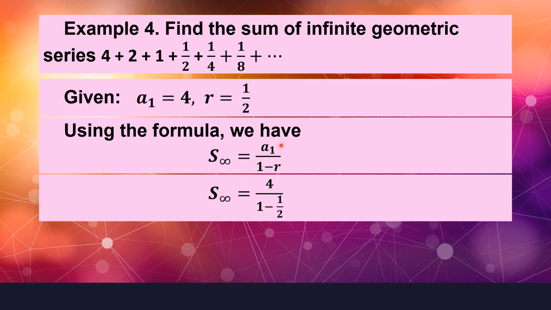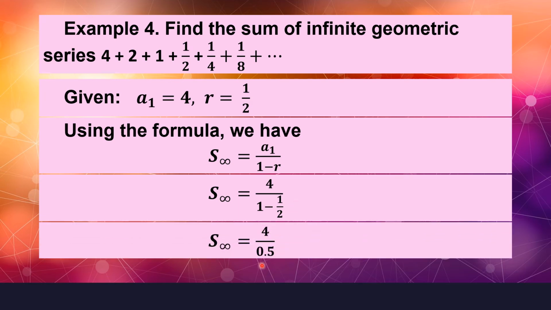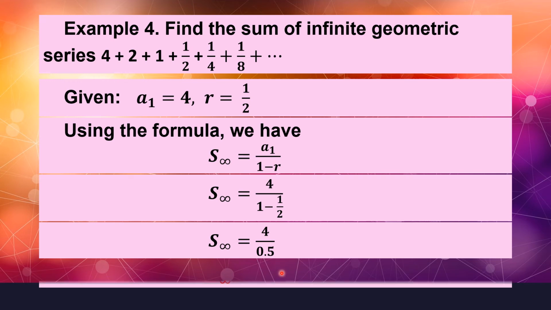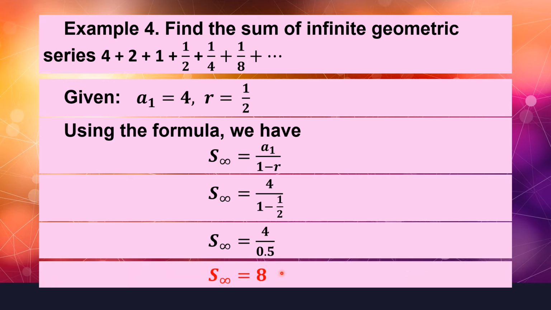Our A sub 1 is 4 over 1 minus our R, which is 1/2. Simplifying 1 minus 1/2, we have 0.5 or 1/2. So, 4 divided by 0.5 is equal to 8. Thus, the sum of our geometric series is 8.